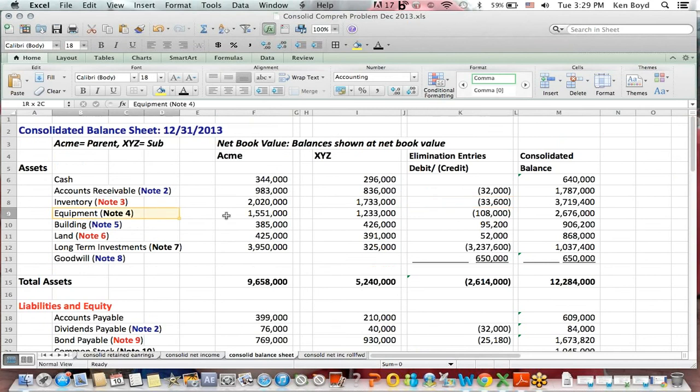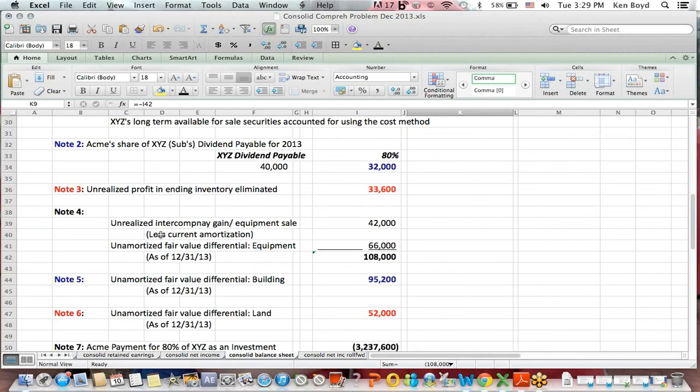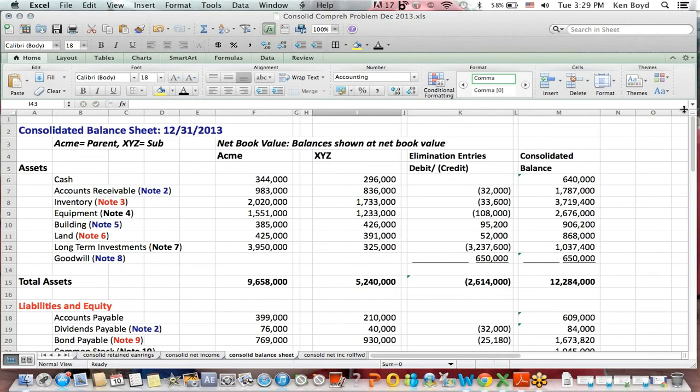Note 4 relates to the equipment, $108,000, which is the sum of the intercompany gain on sale, which was $44,000 less $2,000 in amortization. Fair market value differential of the equipment right here. That's over on the general info tab. It totals $108,000. So on note 4, $108,000 is our amortization.